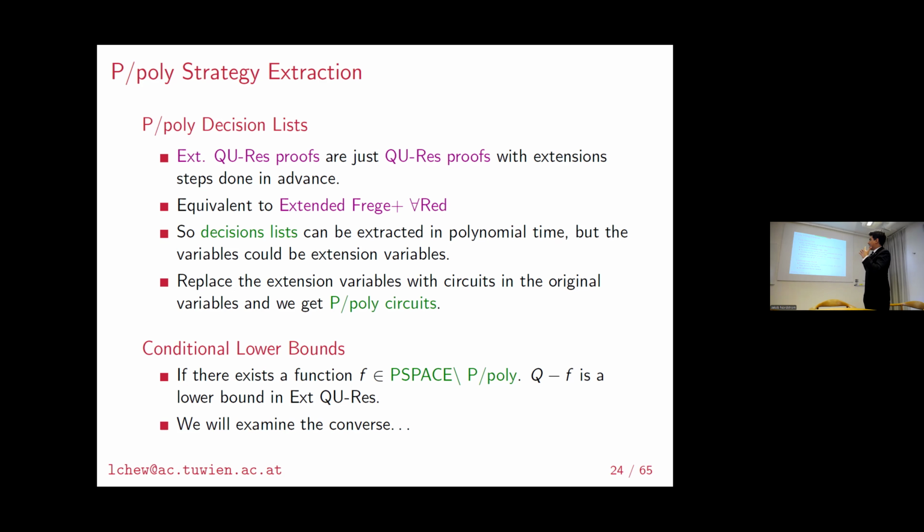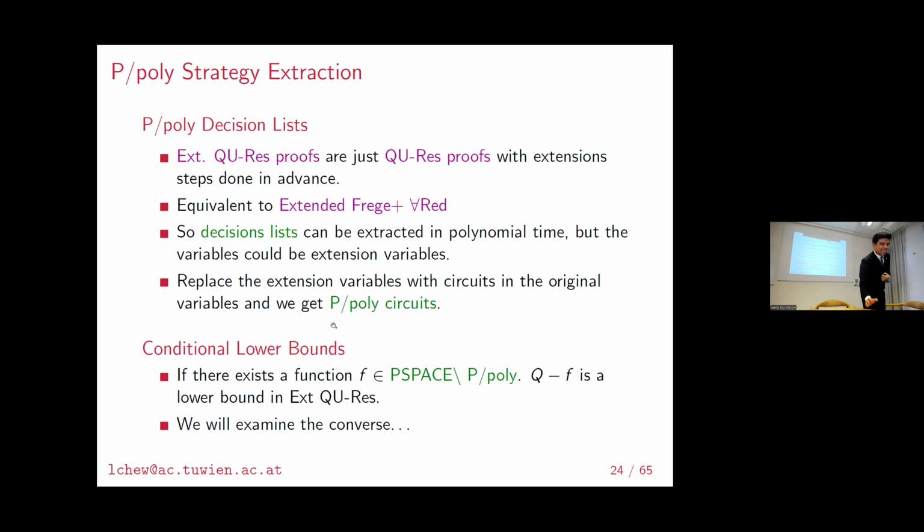Therefore, you're not going to get an unconditional lower bound, but you do get a conditional lower bound: if there is some function that is contained in PSPACE but not in P/poly, then you can construct this lower bound by QBF. So these are like Q parity, but with some other function here.